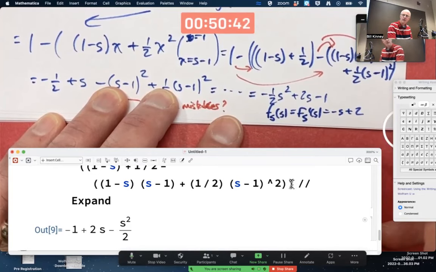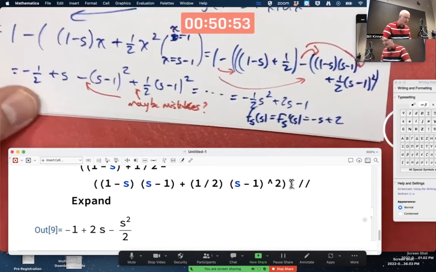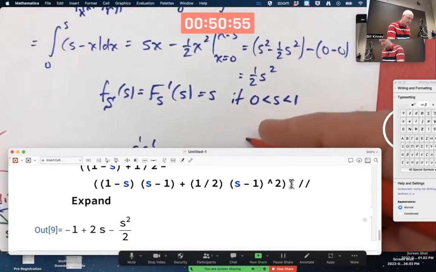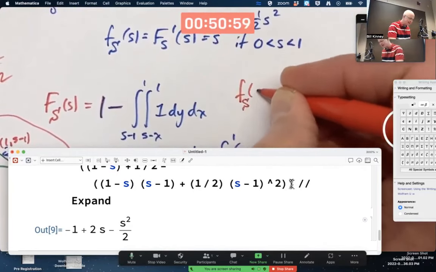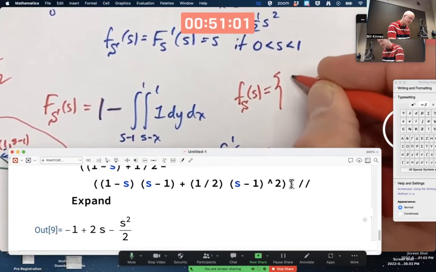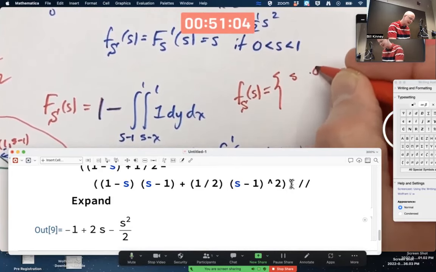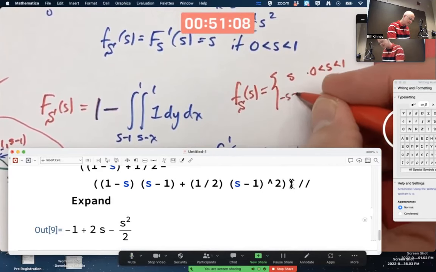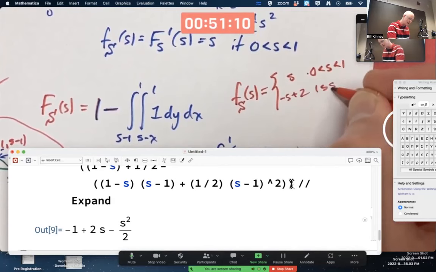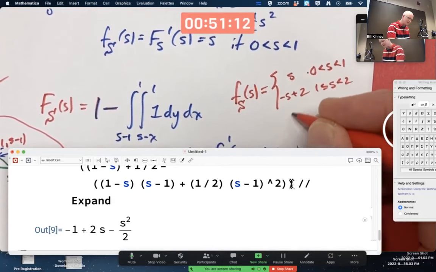Hey, that's a different formula than before. Well, that's because it's a different case. First case, s was between 0 and 1. Now s is between 1 and 2. It's got a different formula. What does the total graph look like? What's the final overall formula for little f of s or sub s of s? Piecewise formula, it's s if s is between 0 and 1, and negative s plus 2 if s is between 1 and 2. And what does the graph of that look like?